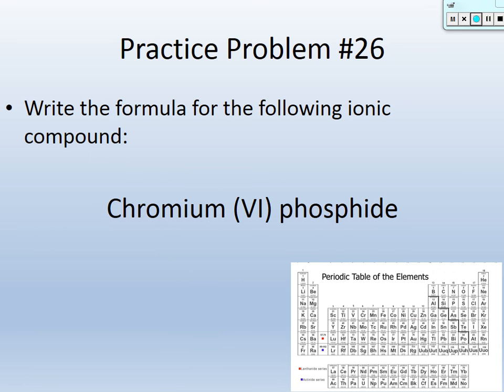Let's try one more like this. Practice problem number 26. Again, try this one on your own. Once you have an answer, hit play again and see if you got it right.